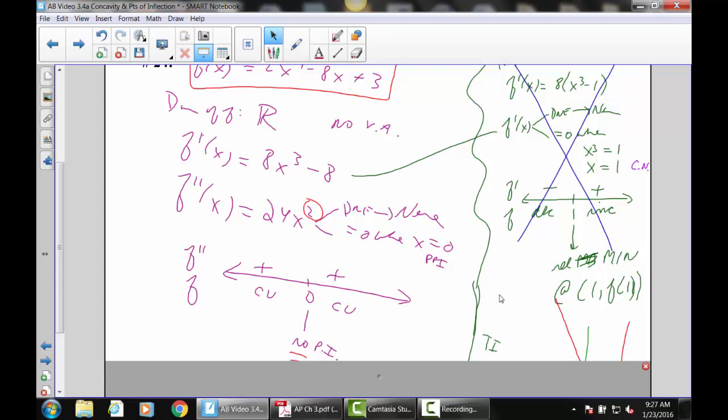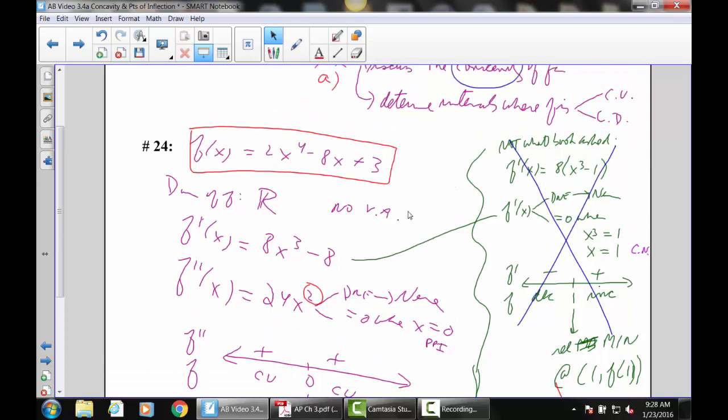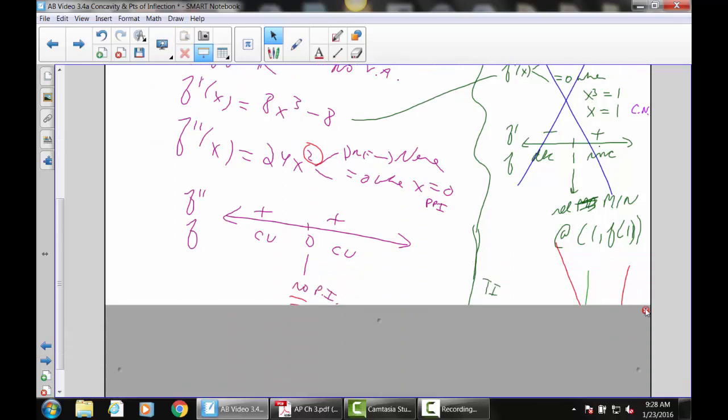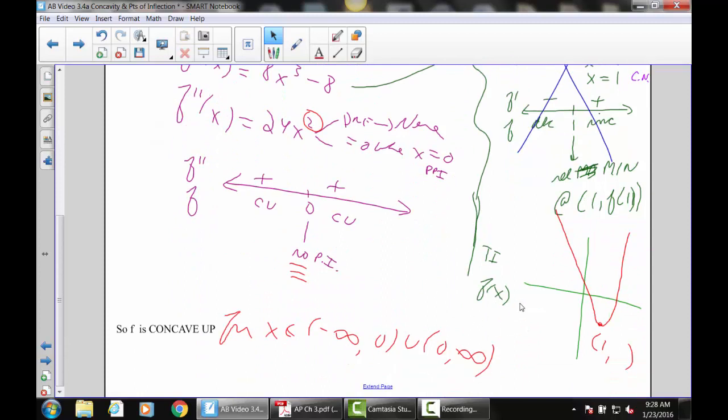As it turns out, even though they didn't ask, just so you'll understand what is going on, if you were to take the first derivative and ask for the relative extrema, you would have a relative min at 1 by doing the critical numbers. And as it turns out, this is what the graph looks like. So it turns out, sure enough, that this graph is concave up the entire time. Okay?